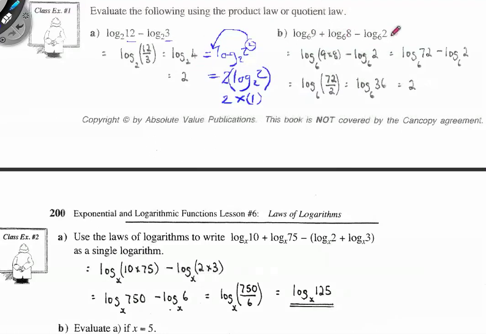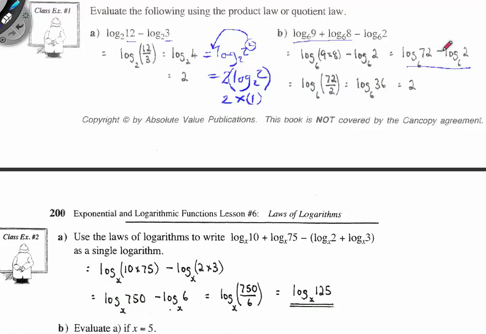In this case we're adding and subtracting, so in that case, if it's a plus, we can multiply the 9 and the 8, and if it's a subtraction we can divide by 2. So these first 2 terms can be written as a single log, so log of 9 times 8, and then we have the minus the log 2. Now at this point we have 2 logs that are being subtracted. So here is the 9 times 8 as 72.